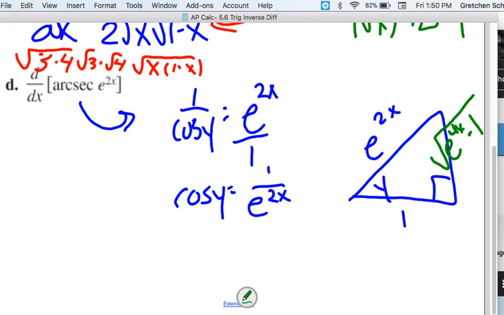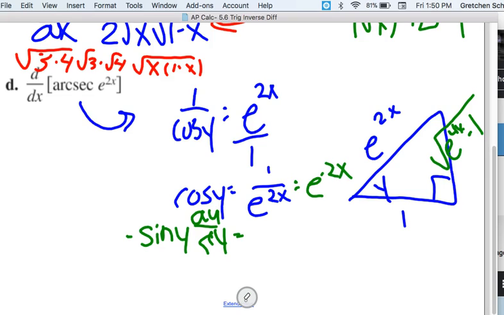What's the left side derivative going to be? Negative sine y dy dx. And now, is it helpful to think of this as an exponent, like a negative exponent? Yeah, because that is equivalent to e to the negative 2x, and what's the derivative of that?